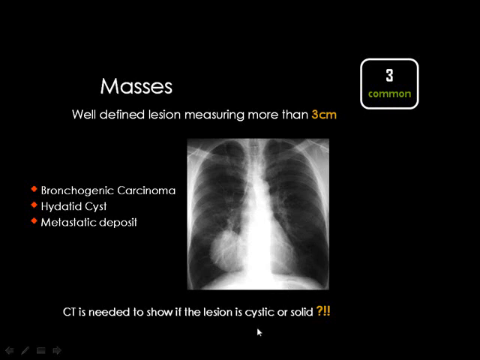Then we came to the masses. The masses are only 3. The bronchogenic carcinoma, which is large. The hydatid cyst, which is large. The metastatic deposit, which is large. Then I ask you the same question. Do you know a mass in the lung that is seen in the clinical practice at least once per year other than these 3 possibilities? Yes, this is the cavitary lesions we'll discuss later on.